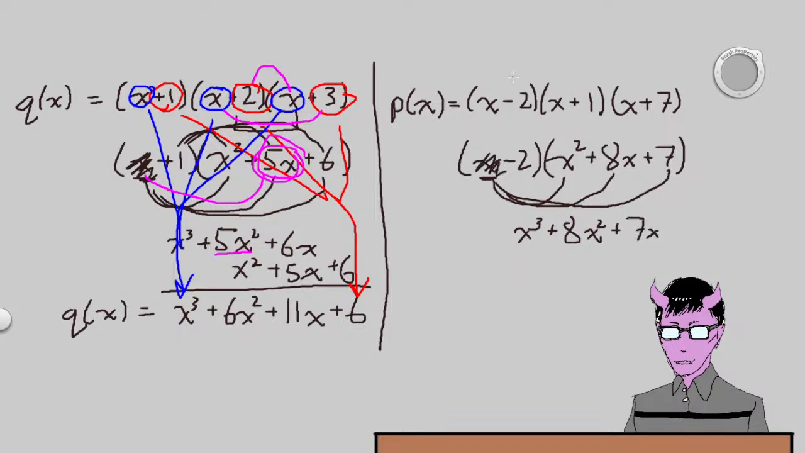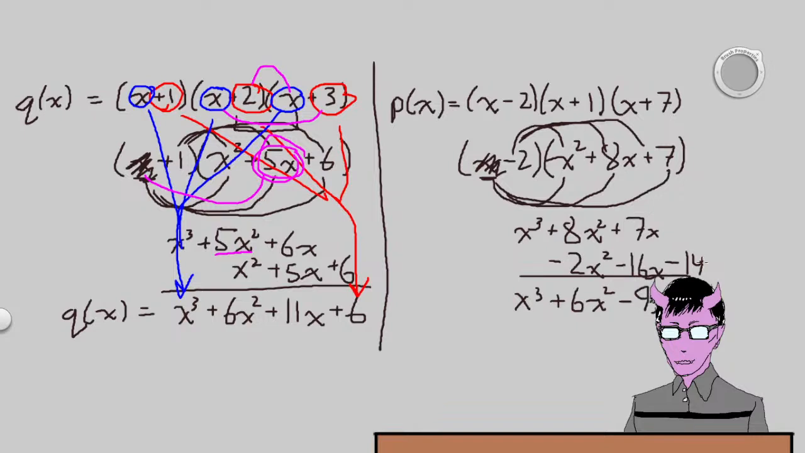If we were finished, you could cross that out, and then this one times this one gives us, don't forget the signage, it's negative 2x squared. Notice the alignment. This one times this one gives us negative 16x. Lastly, negative times negative times positive is negative. 2 times 7 is 14. And all we need to do is sum. x cubed plus 6x squared. That's just a minus 9x, and then this one is nothing to it. It says minus 14, and that is the fully distributed version of p of x.